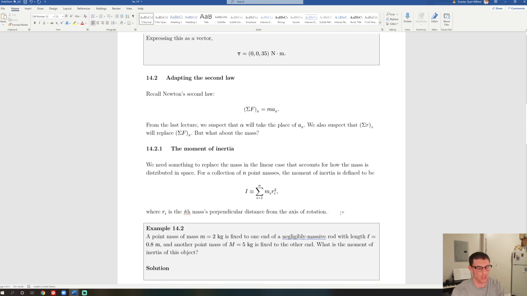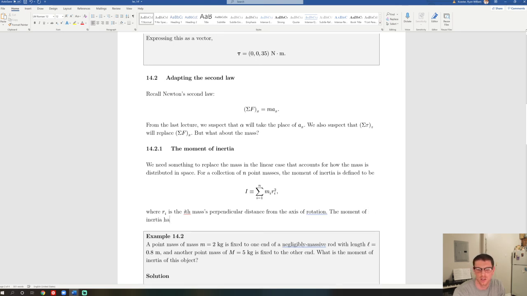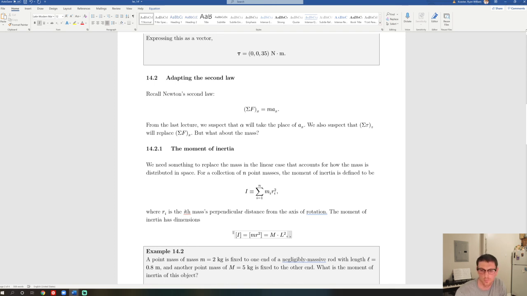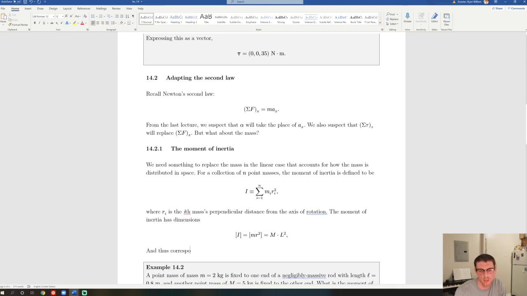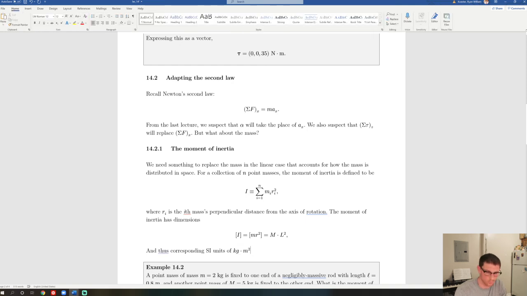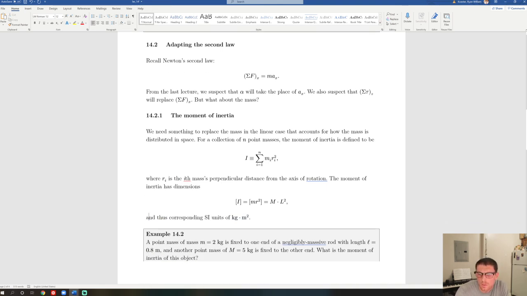And we'll check the dimensions. The moment of inertia has dimensions, so we see that it should just be a mass times a length squared, and thus corresponding SI units of kilogram meter squared. Okay. So there's that.